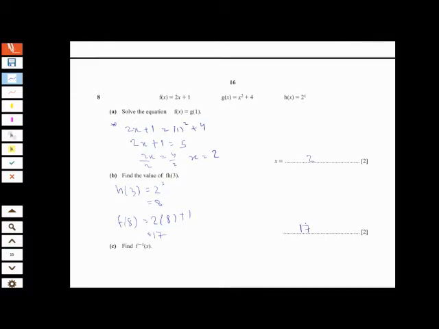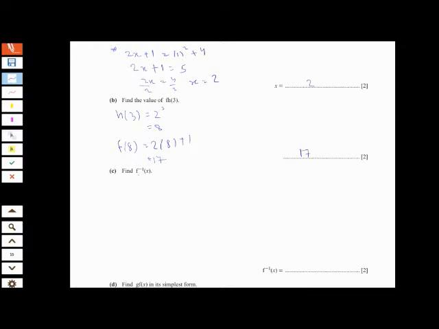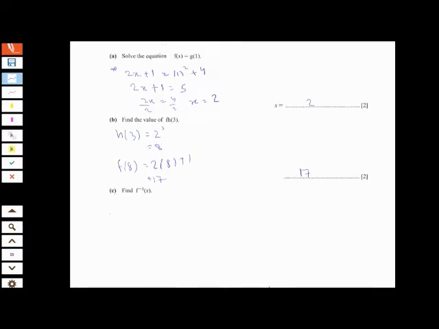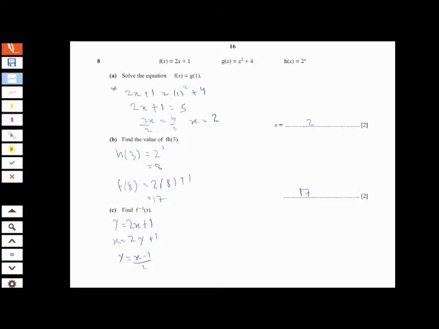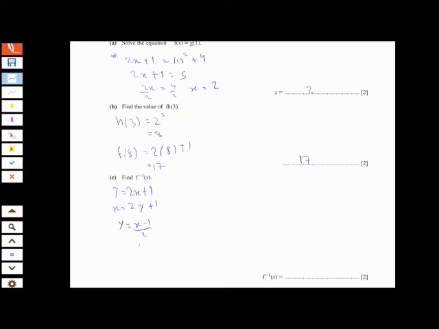And now find f inverse. Let f(x) equal y, and so y equals 2x + 1, and then substitute x with y. x equals 2y + 1. Make y the subject. Take 1 to the other side and divide by 2, which is (x - 1) over 2. And so that is the inverse. f inverse of x equals (x - 1) over 2.